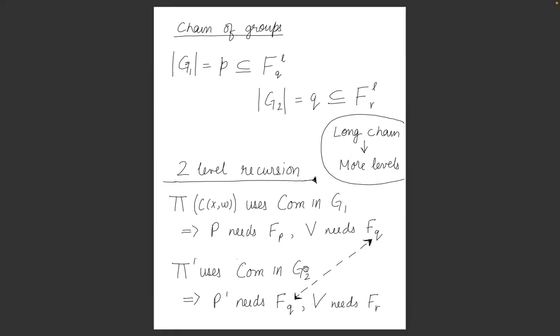So we are just using two different groups for the inner and outer proof system, such that the verifying circuit will need FQ. And the group G2 is actually the group which has order Q, but it is defined over some other field, some field with R elements.